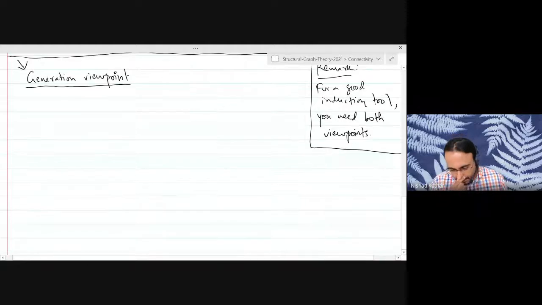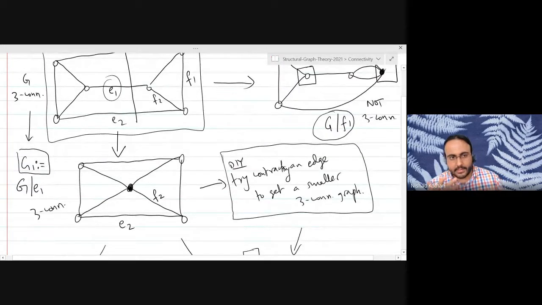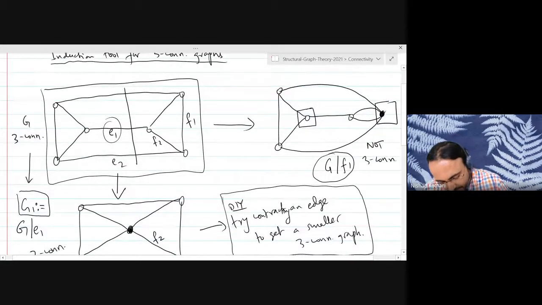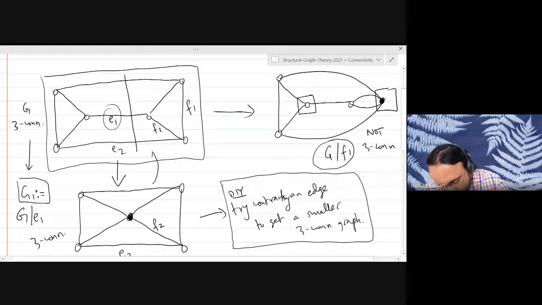Okay. So what we want to do is construct a bigger 3-connected graph from a smaller 3-connected graph. Okay? And basically we are going to discuss what is sort of the reverse of contraction, but not exactly. We will have to make it more restricted. Okay? So think about this example. How do you go from this graph back to the original graph G?